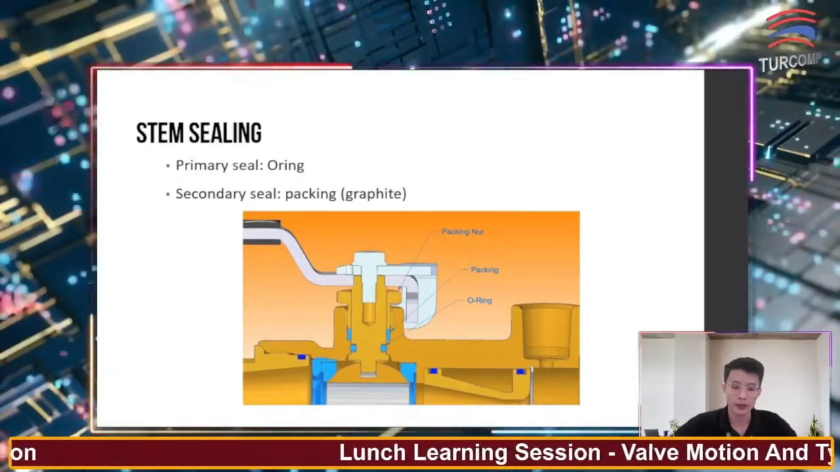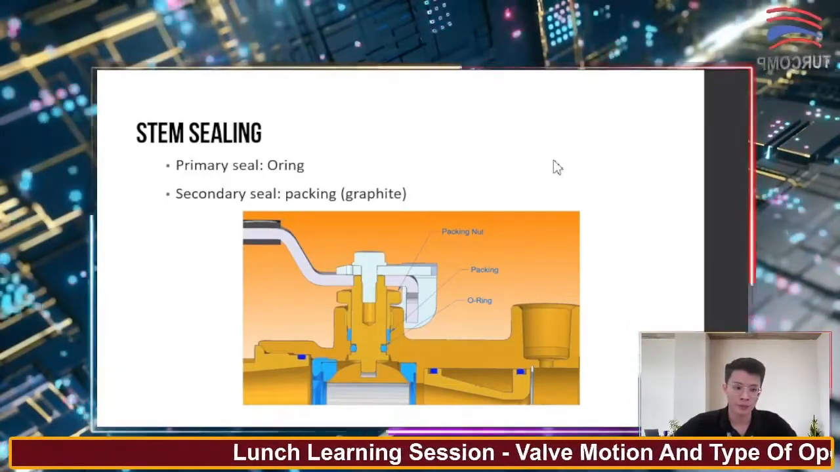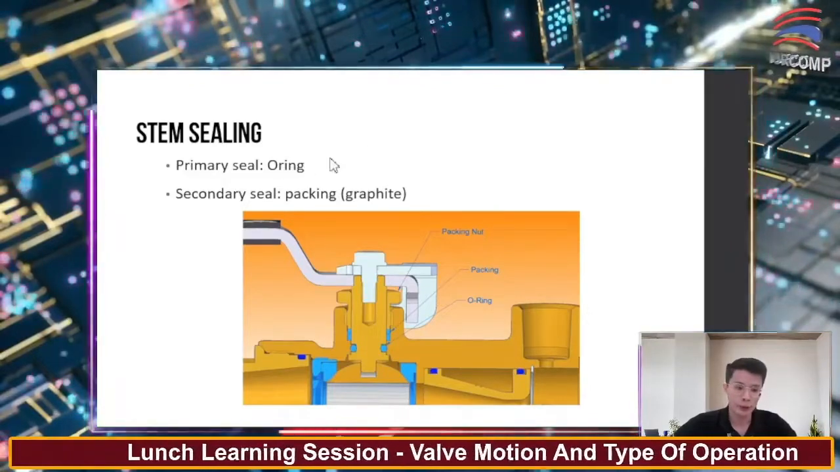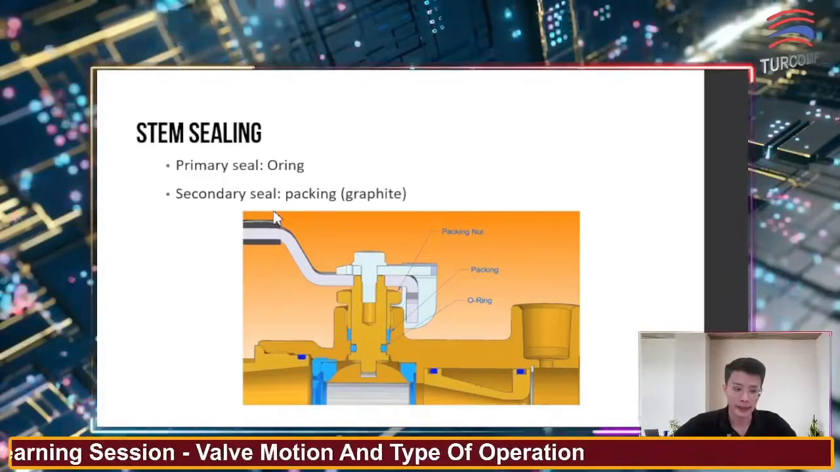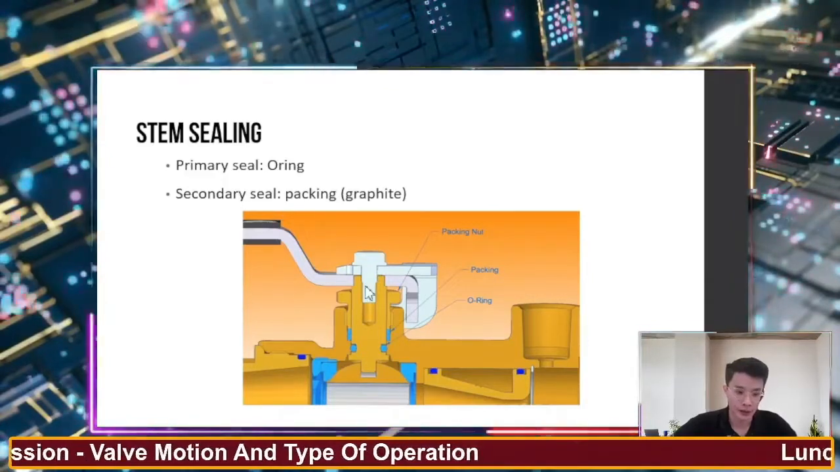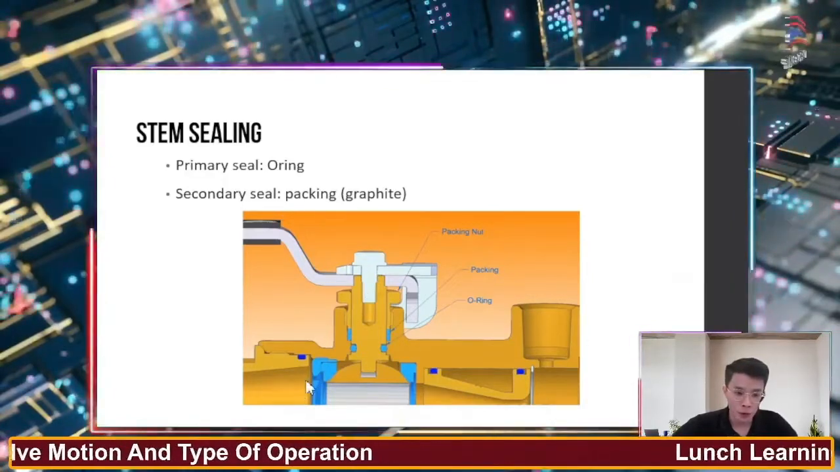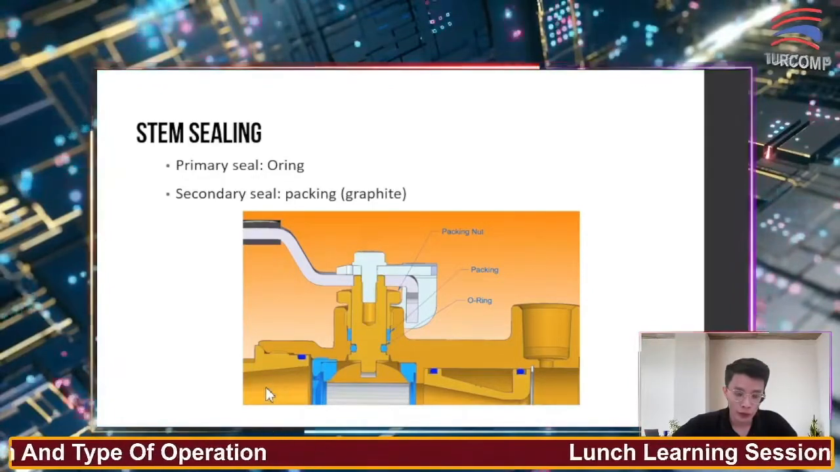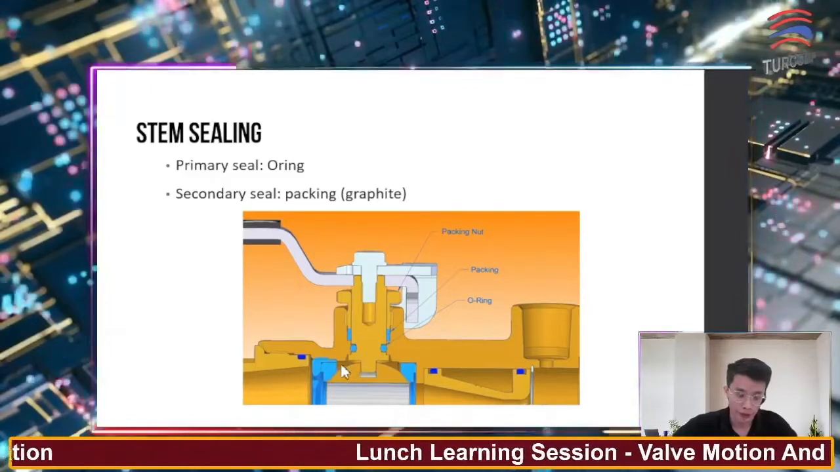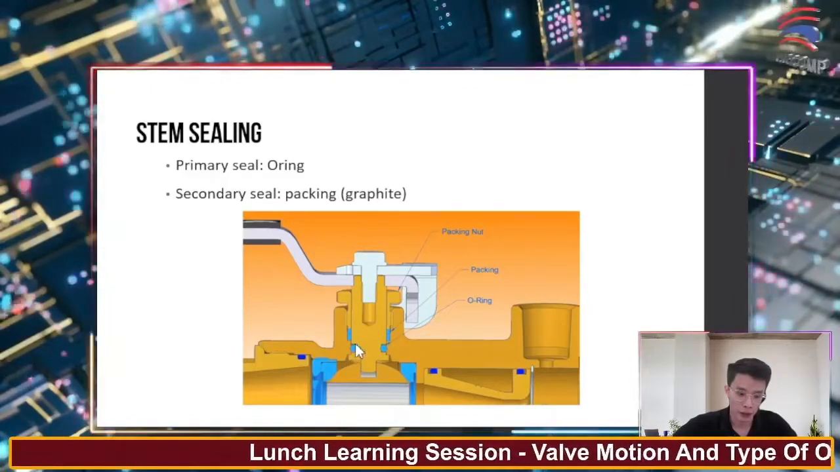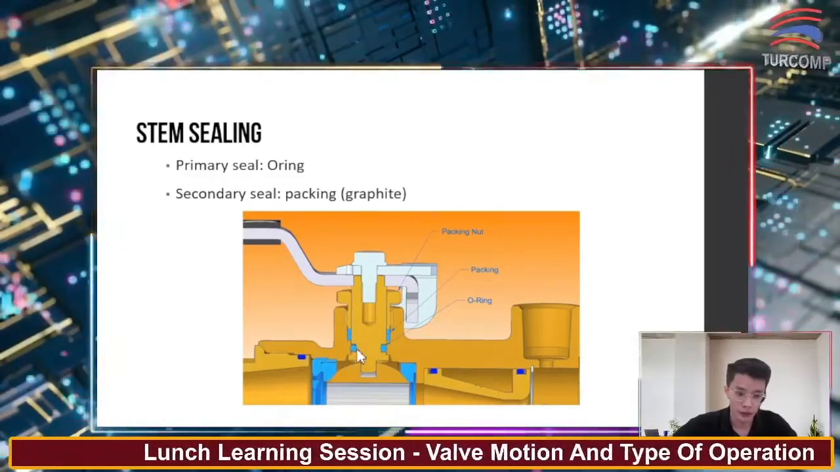Next is the stem sealing of a rotary valve. For a rotary valve, normally they will use an O-ring as the primary seal and packing as the secondary seal. As you can see in the picture over here, when the process medium is coming from the pipeline, it might go through the cavity, and then might come out from around the stem area.